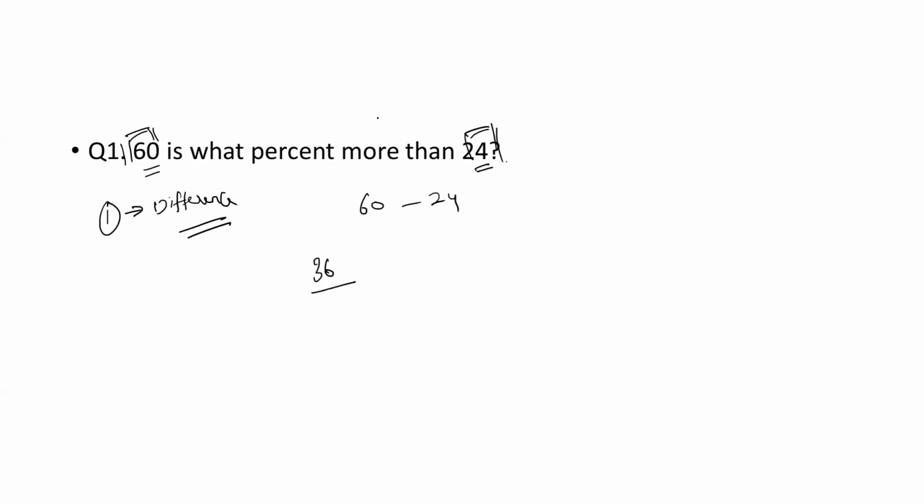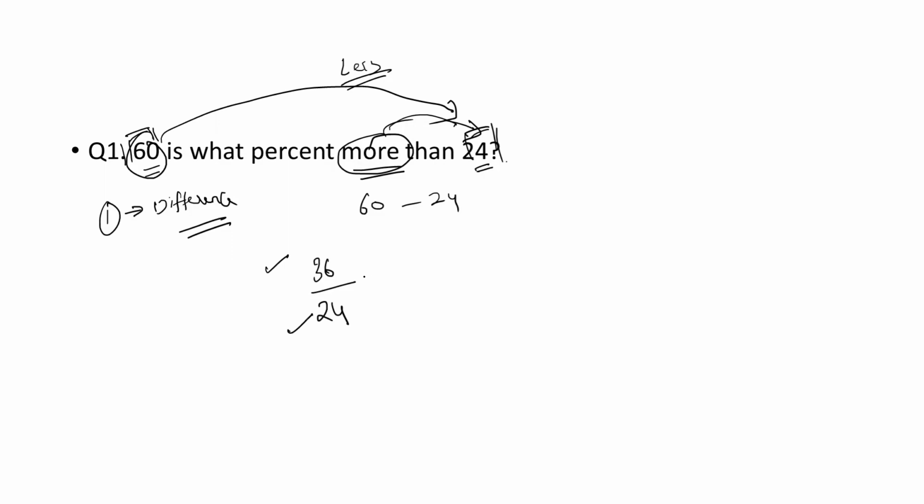And now you have been asked "more than." In the previous question, they asked you "less than," but in this question, they have asked you "more than." More than what, sir? 24. 60 is what percent more than 24? So your reference value will be 24. So 36 will be your difference, and 24 will be your reference value. So 36 upon 24, that is, 6 sixes are 36, and 6 fours are 24, so 6 by 4.